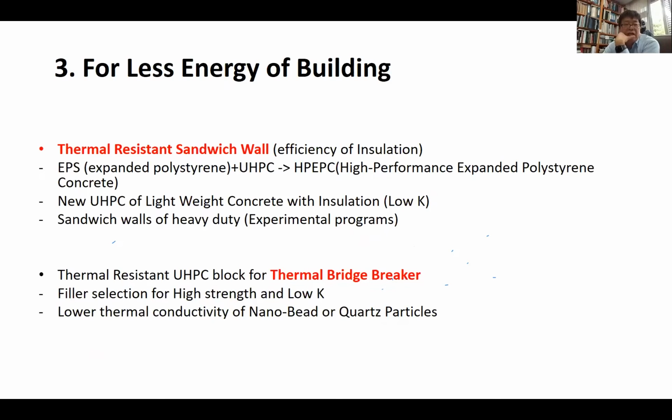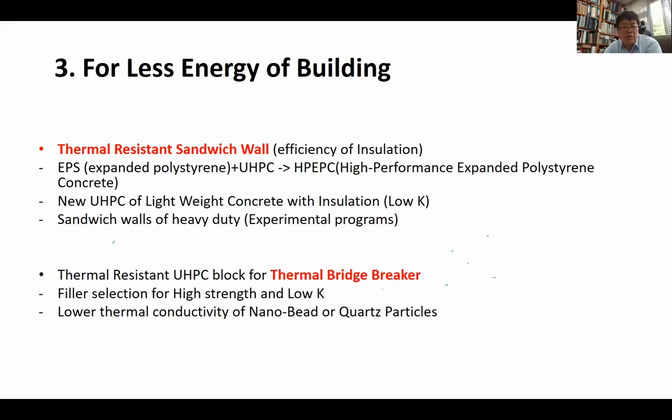This is a second application for UHPC with thermal resistance, the wall. That means we used EPS, expanded polystyrene, with UHPC, because UHPC is very sticky. So we easily mixed it to increase the thermal resistance and also reduce the weight, but the strength is getting lower. So we applied the sandwich core, the combination of the two materials.